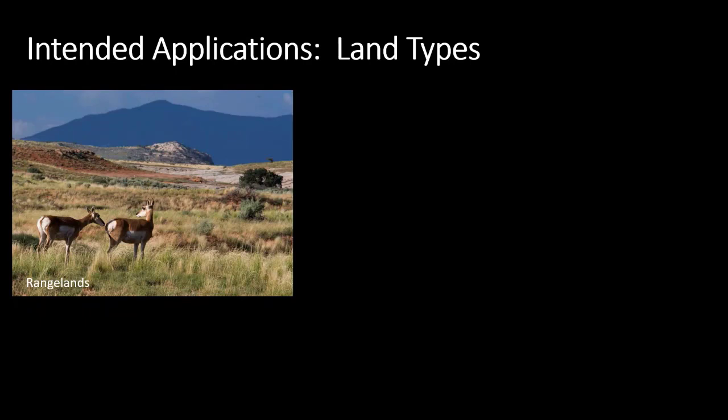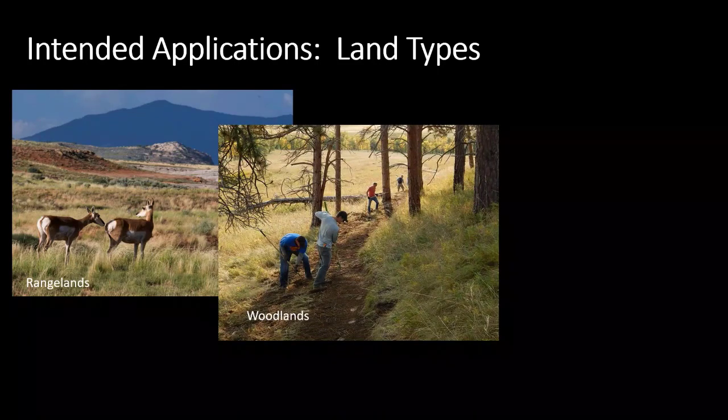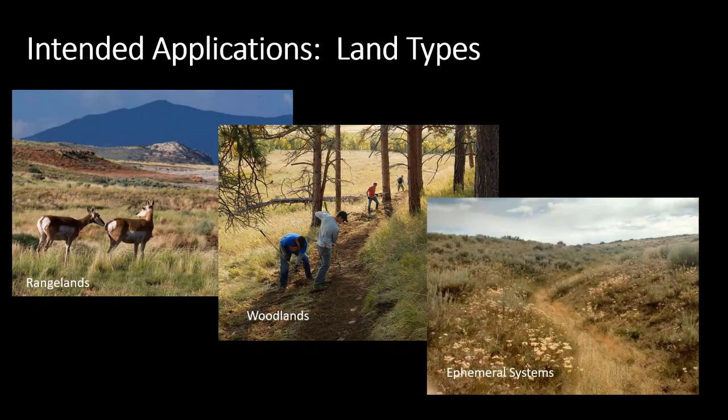So the types of land where IIRH can be applied include rangelands, which has been the focus of development of the protocol, including grasslands and mixed grass and shrublands. The protocol can also be used in woodlands with an open tree canopy structure. And version 5 also clarifies that the protocol can be applied in ephemeral systems that don't support riparian vegetation. These are areas that typically hold water for less than 30 days each year.